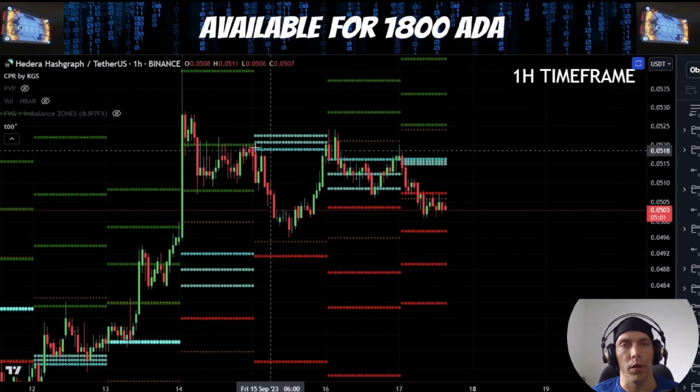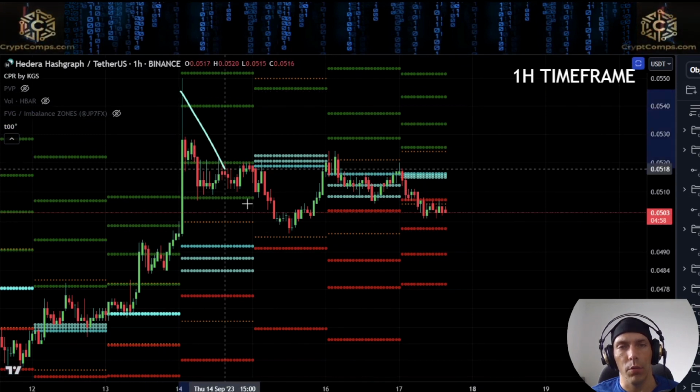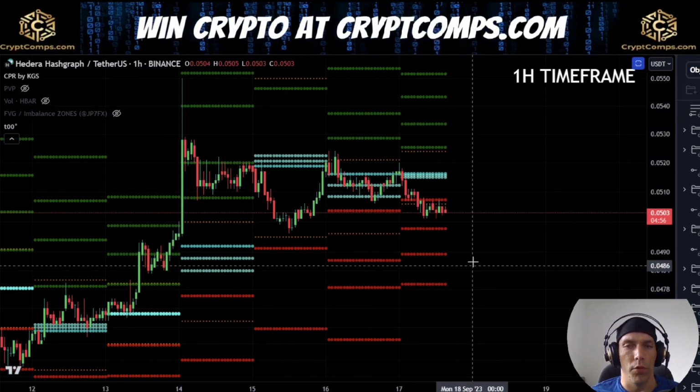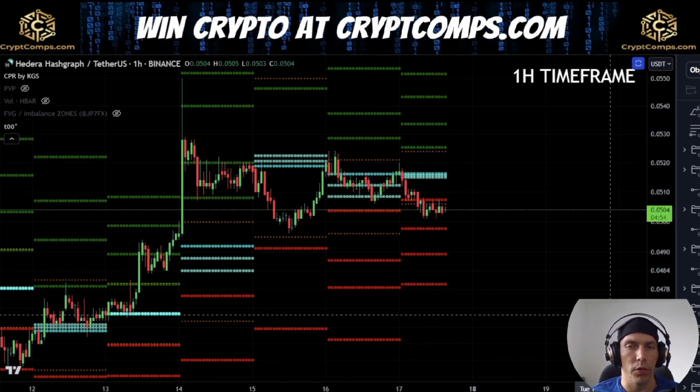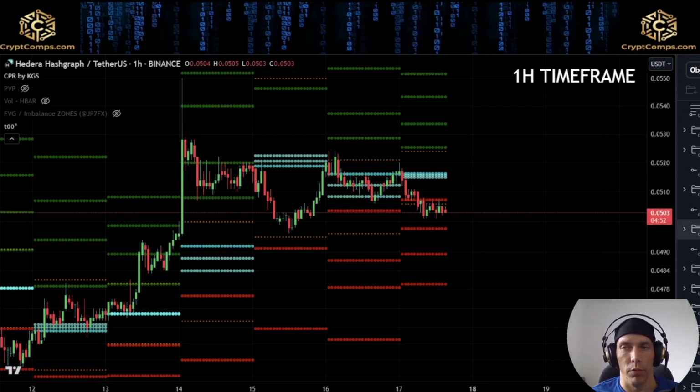Now this would align with the idea that internally here we're still looking for another move to the downside. So going to be watching these levels today and see how we react around them.